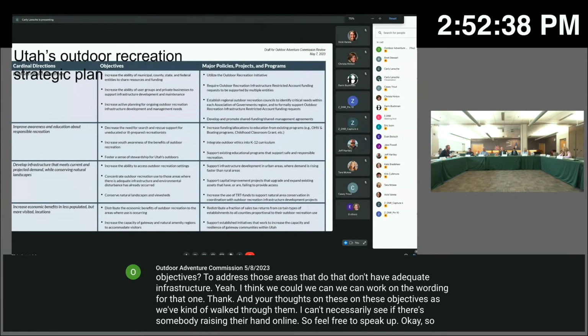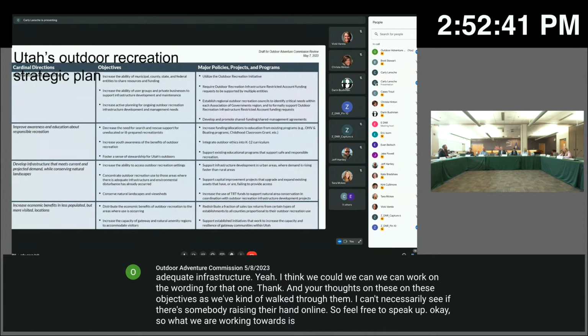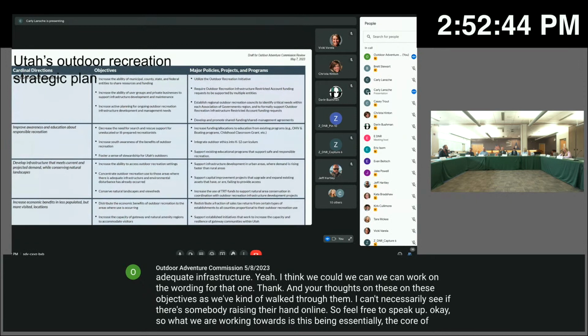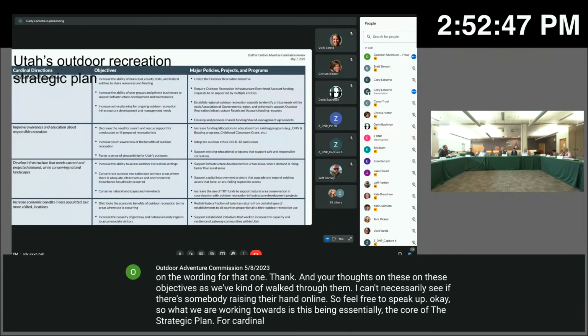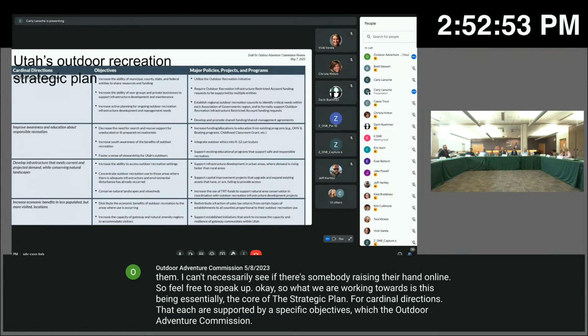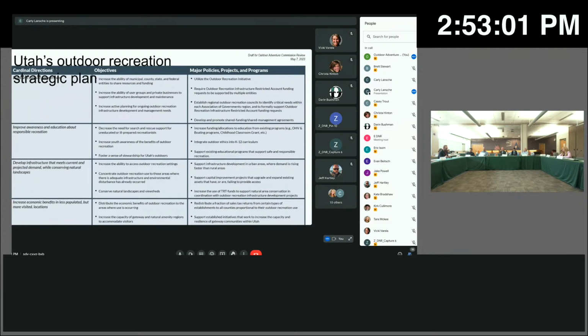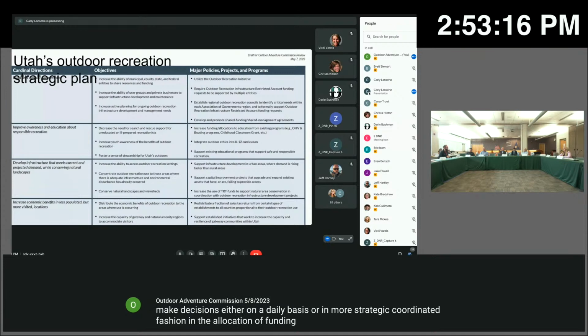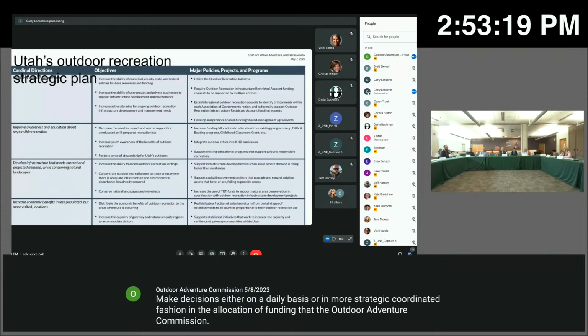So what we are working towards is this being essentially the core of the strategic plan: four cardinal directions that each are supported by specific objectives which the Outdoor Adventure Commission thinks are worthwhile pursuits of the Division of Outdoor Recreation, as well as other agencies that provide outdoor recreation across Utah. And then within each of those objectives, there's a set of specific policies, projects, and programs that can all be used to make decisions either on a daily basis or in a more strategic, coordinated fashion in the allocation of funding that the Outdoor Adventure Commission has the responsibility of making recommendations to the state legislature for.